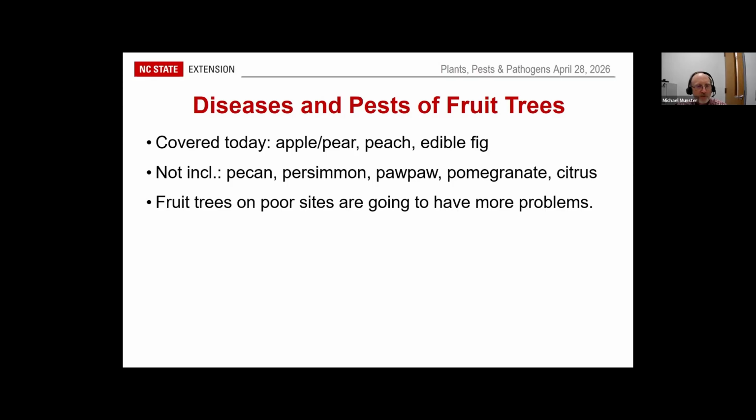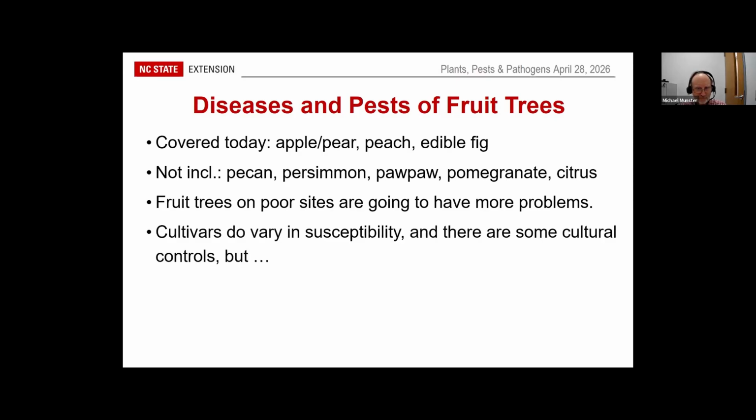Let me just start out by saying too that fruit trees on poor sites are going to have more problems. So you can expect more disease if the tree is not growing well, if you've got a lot of excess moisture, humidity, fog, and so forth. So keep in mind the importance of siting your trees properly, getting enough sun, having the correct soil pH, and so on. Cultivars do vary in susceptibility. We won't get into this, but at least on the disease side, there may be some cultivars that are less susceptible than others if you're having problems with a particular disease in your area. And there are some cultural controls that can be implemented, and I'll mention a few of those.